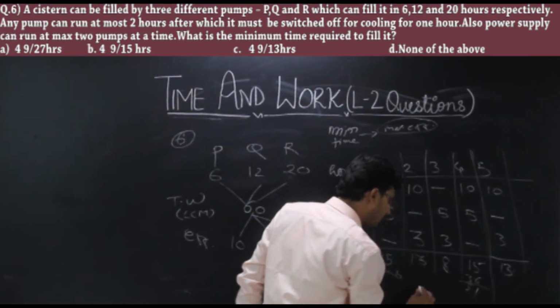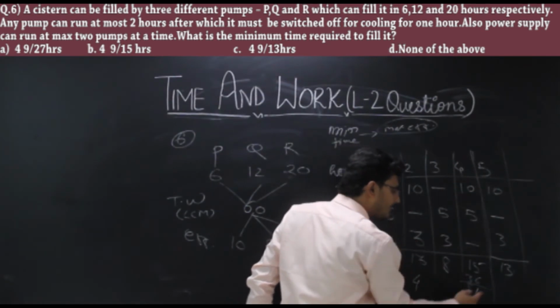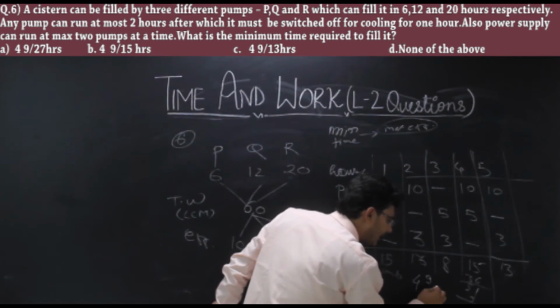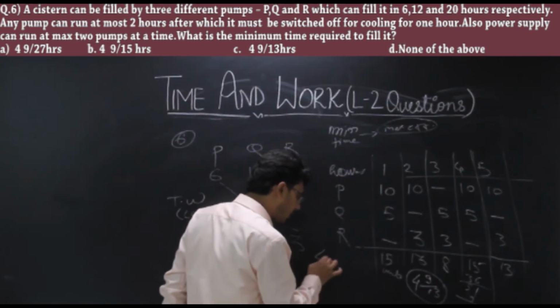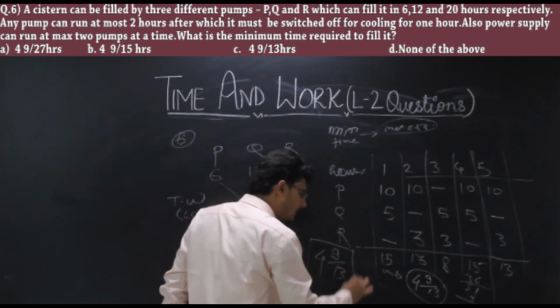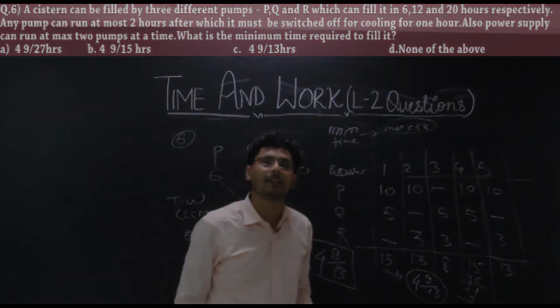So what would my answer be? 4 complete hours, plus in the fifth hour I just need to do 9 units of work out of 13. So I'll just require 9 by 13 of the time. So my final answer for this question will be 4 hours plus 9 by 13 hours, that is 4 9/13 hours. This is the least time required. So 4 9/13 is option C.